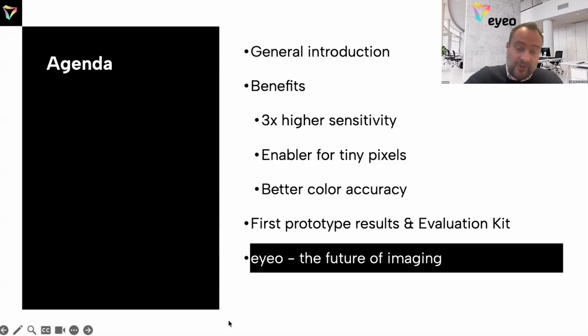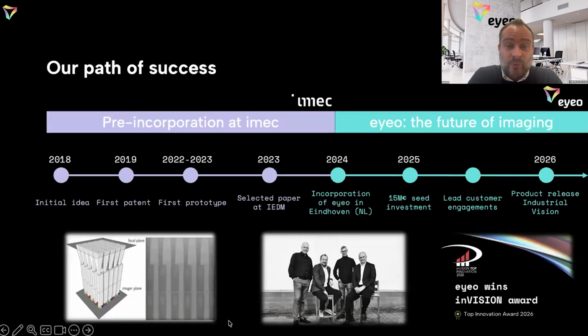And then, of course, what's next? So how does the future of imaging look like? Well, as I mentioned before, the technology is coming out of IMEC. So the technology development already started quite a few years ago with first patents, first prototypes, and then that paper that was published at IEDM. And after that, we incorporated the company.